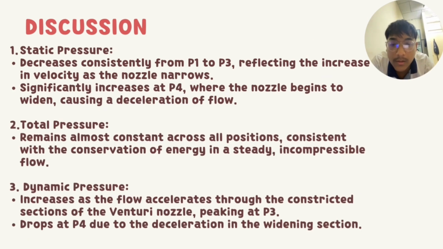As you can see at the table before this, for the static pressure, the flow decreases consistently from P1 to P3, reflecting the increase in velocity as the nozzle narrows. It significantly increases at P4 where the nozzle begins to widen, causing a deceleration of flow. Number 2, the total pressure remains almost constant across all positions, consistent with the conservation of energy in a steady incompressible flow. The value is between 340 to 390. Number 3 is the dynamic pressure. It increases as the flow accelerates through the constricted section of the Venturi nozzle, peaking at P3, and drops at P4 due to the deceleration in the widening section.